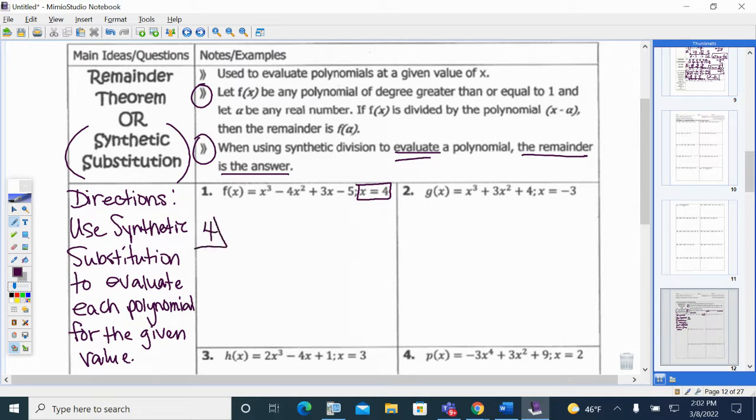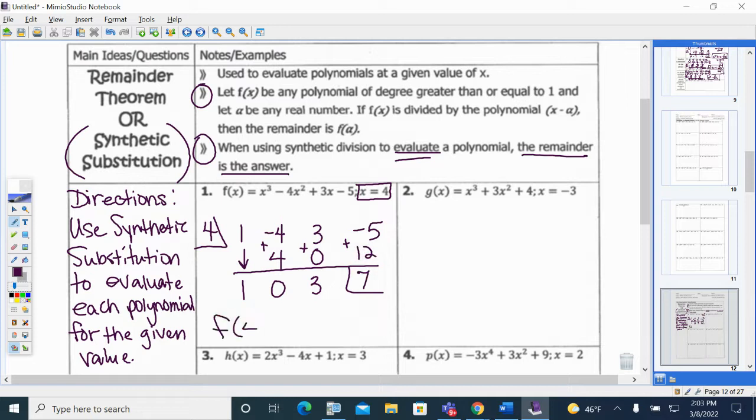Then we're going to use our synthetic division and just the coefficients, so the cubic, the quadratic, the linear, and then the constant terms go in order. Bring down that first term. 4 times 1 is 4. Add, and you get 0. 4 times 0 is 0. 3 plus 0 is 3. 4 times 3 is 12. And negative 5 plus 12 is 7. So what that means is when x is 4, you get 7. So the input is 4, the output is 7.